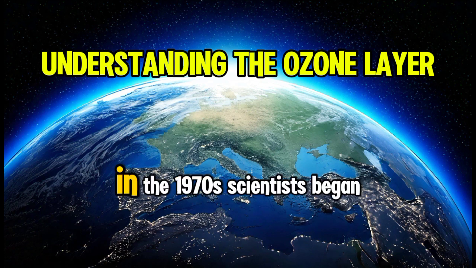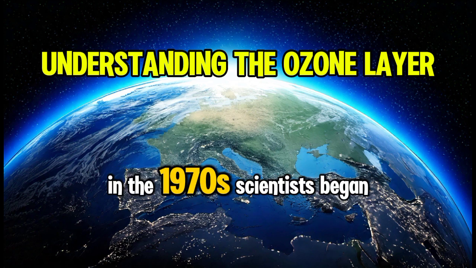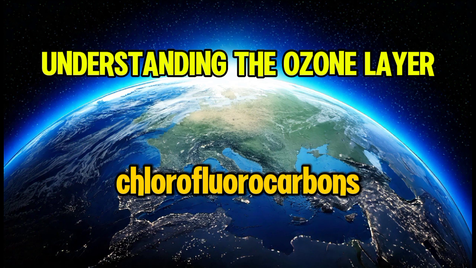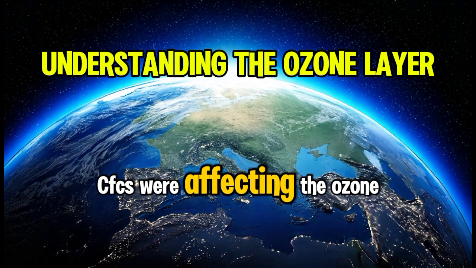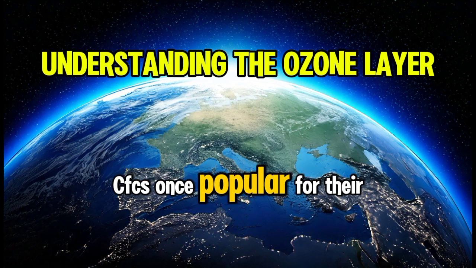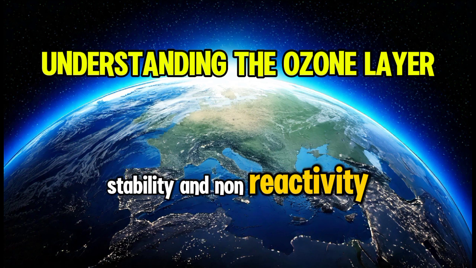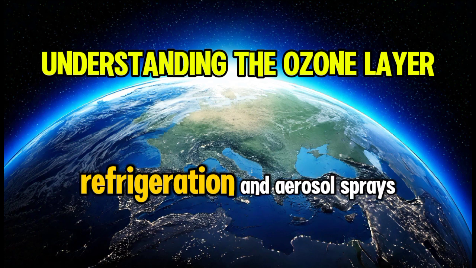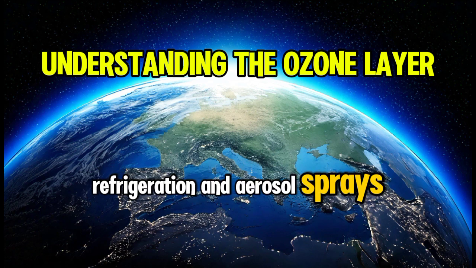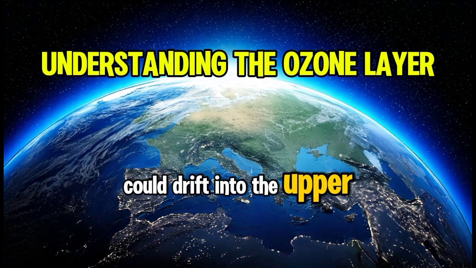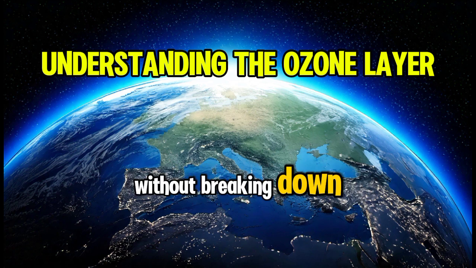But over time, it was discovered that human-made chemicals could cause significant harm to the ozone layer. In the 1970s, scientists began investigating how compounds such as chlorofluorocarbons, CFCs, were affecting the ozone layer. CFCs, once popular for their stability and non-reactivity, were widely used in air conditioning, refrigeration, and aerosol sprays. However, their stability meant that they could drift into the upper atmosphere without breaking down.